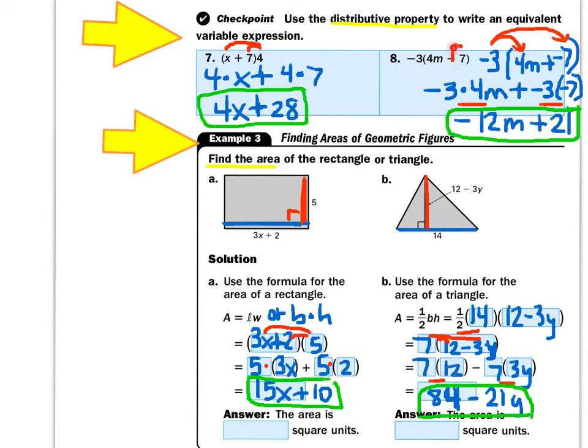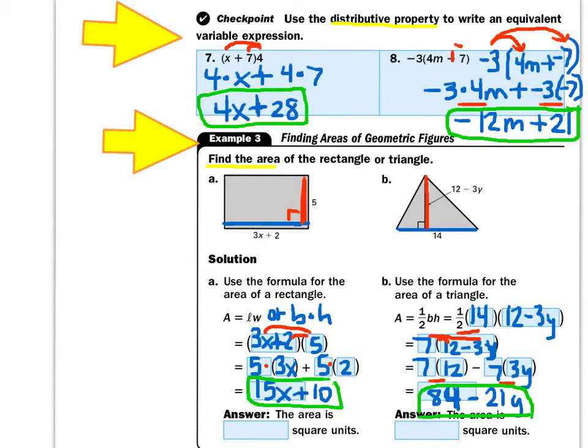So the first thing I did is I added a line and changed the sign in front of the 7. And now I would circle the negative 3 and draw a rainbow to the 4m and a rainbow to the negative 7. So negative 3 times 4m was my first rainbow. Then I copied the plus, and then negative 3 times negative 7 I wrote second.